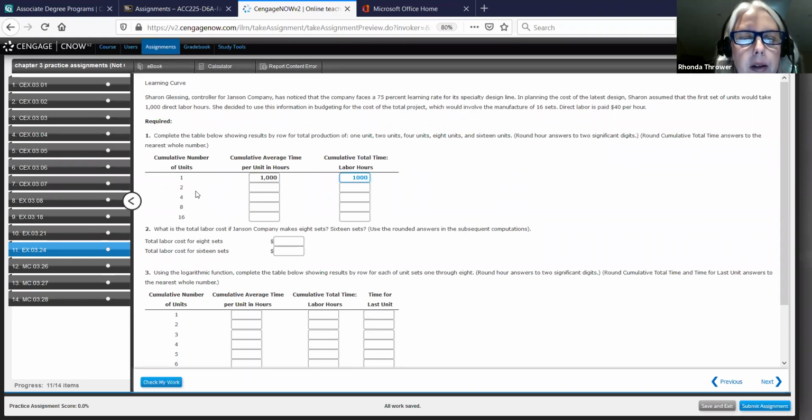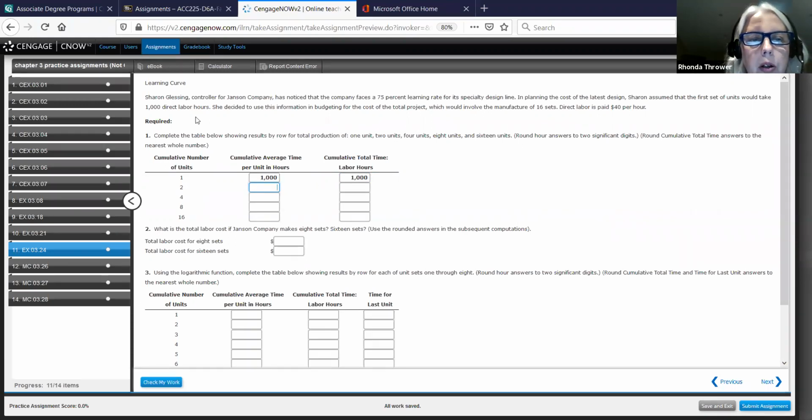And when they double, what that means is the first unit took you 1,000 hours, but the second unit would only take you 75% of that 1,000 hours. So the second time we made the units, it would be 75% of the amount of time that it took to produce the first units.